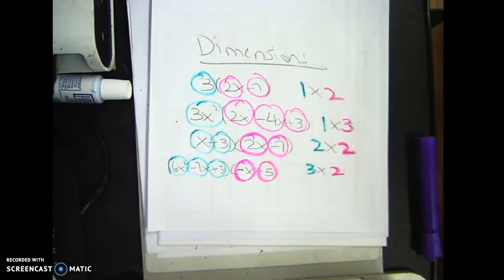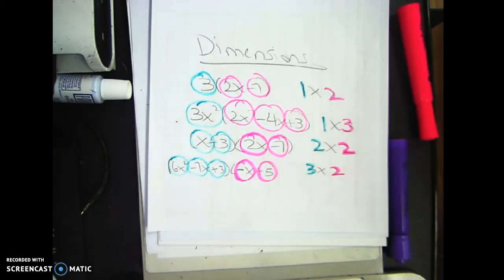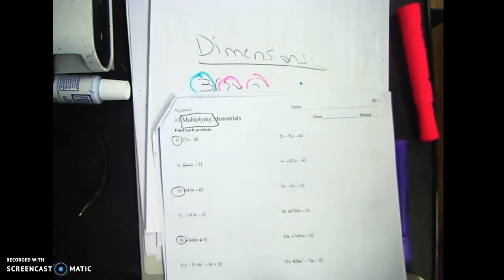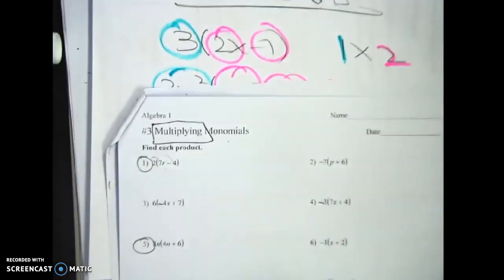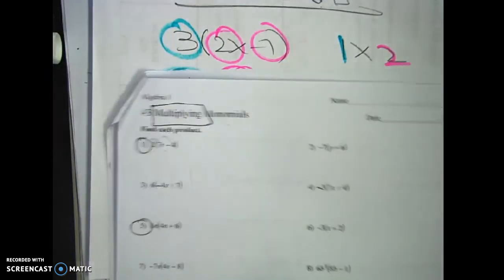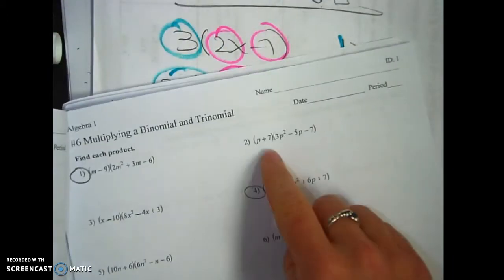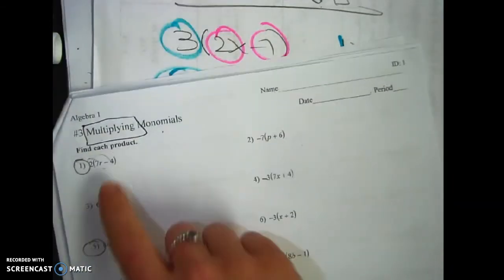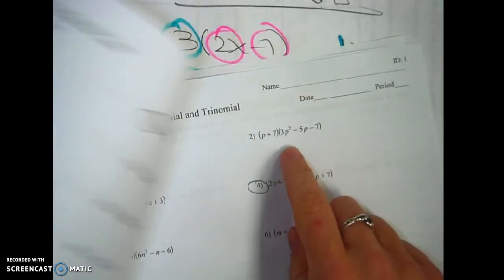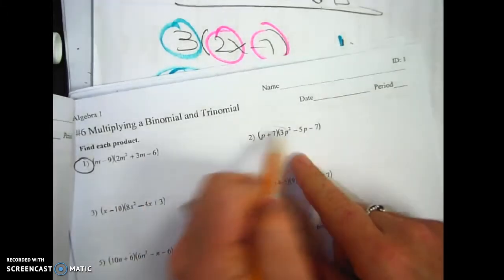Okay. Now that we understand basic dimensions, I'm going to show you how I would approach this problem. So the first thing I'm going to do, and again, if you want to do your little distributive property, I totally understand. But I'm going to be consistent, because by the time I get through a problem like this, the same way I do this problem is the same way I do this problem. And kind of going like this and like this and like this, it's just so out of control.